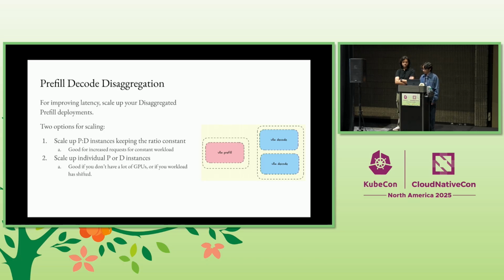An alternative solution that is available to you is to instead just scale up individual prefill or decode instances. So in this case, if you have more summarization tasks, which are prefill heavy, you can just add a new single prefill instance. This is also useful if your workload is starting to shift more, like maybe it's going from prefill heavy to decode heavy, which can happen from conversation to coding workloads.